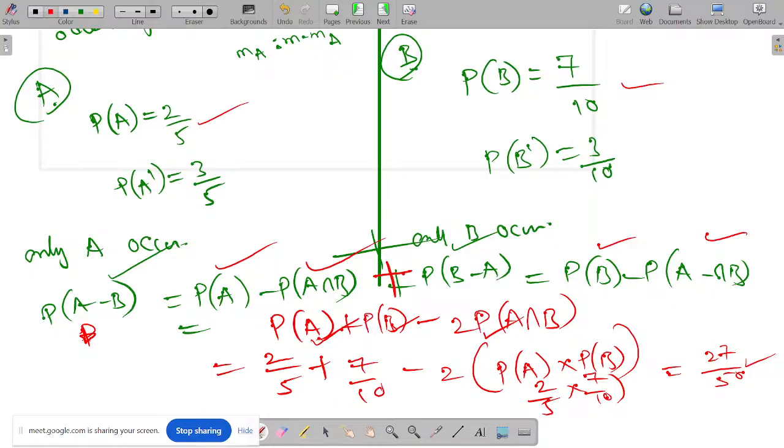So this is problem number 19. Next you can go for problem number 20. Who's working on 20?